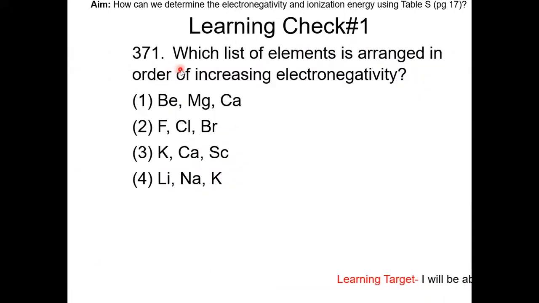Learning check number 1. Which list of elements is arranged in order of increasing electronegativity? Pause the video and resume once you have the answer. Okay, so the answer is 3.